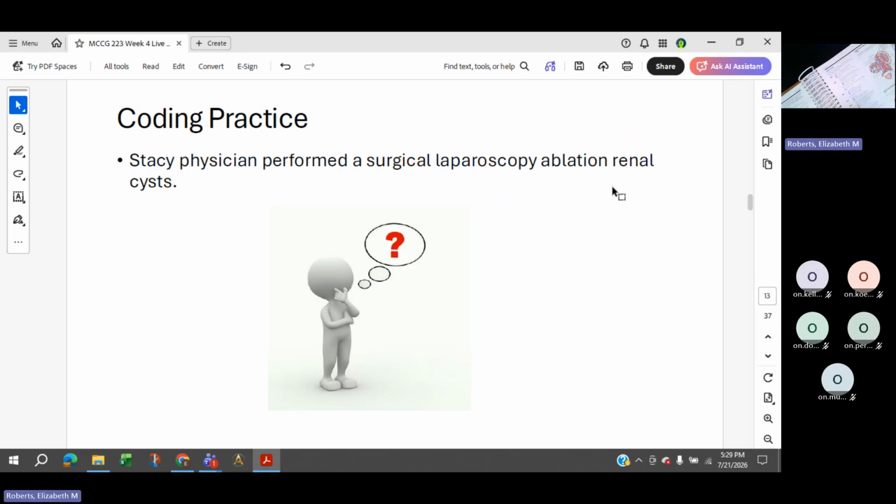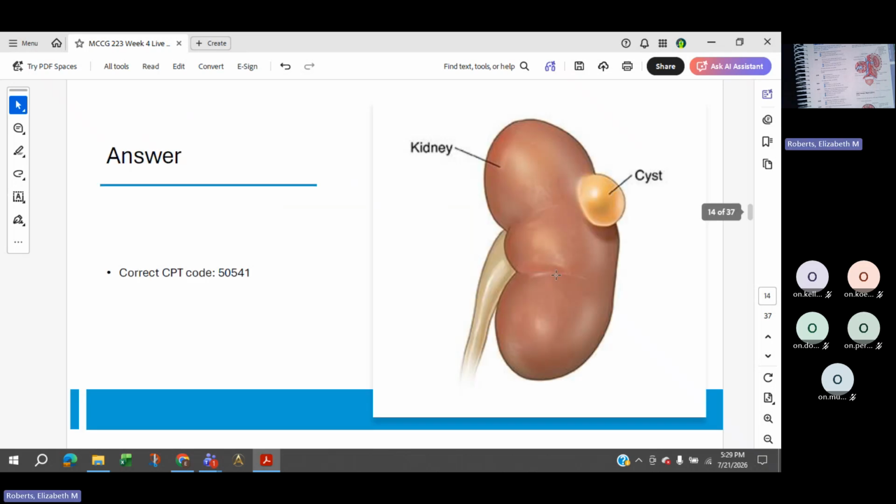Laparoscopy, surgical ablation of renal cysts. Perfect. That's on page 405. So it's important, right? Even if there is only one option in the CPT index, that's correct. Thank you guys for answering in the chat. Even if there is only one option in the index, 50541, why do we still have to check?